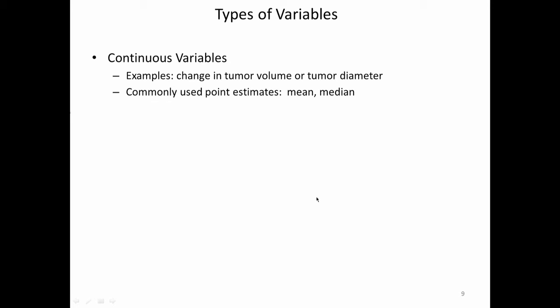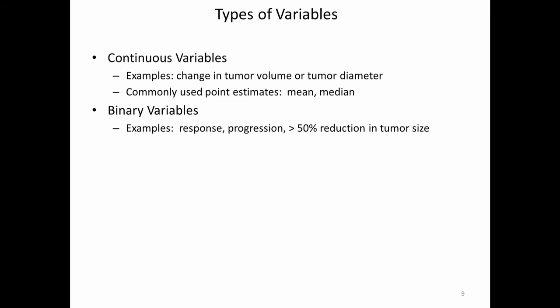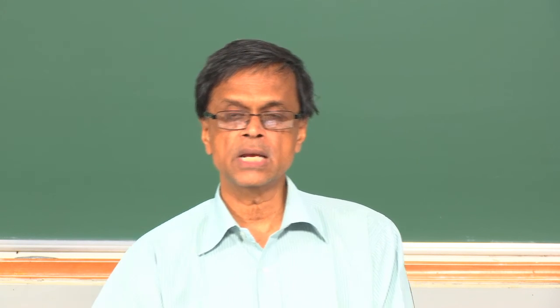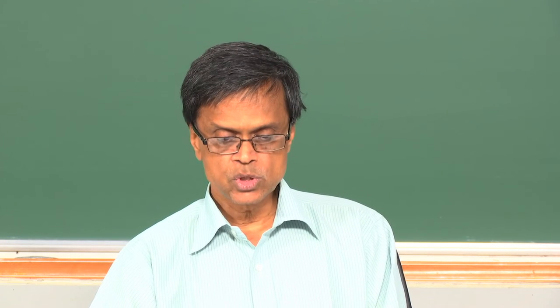Okay. So, that is continuous data. Binary data, we can have responses, progression, 50% reduction in tumor size. You all know about this, right? Where we use the odds ratio, whereas if the data is continuous we can use mean, median, mode, range, first quartile, second quartile, fourth quartile, interquartile range, all those things.